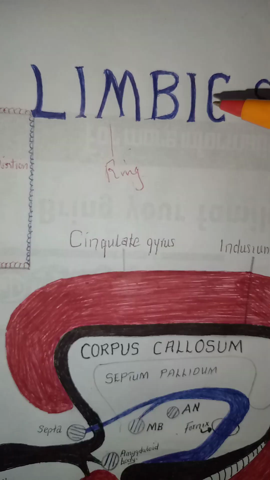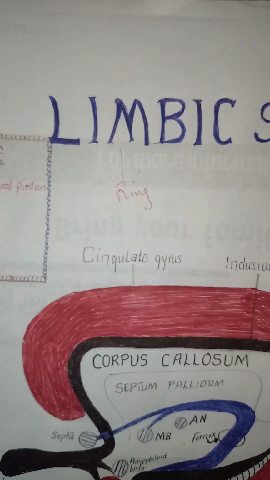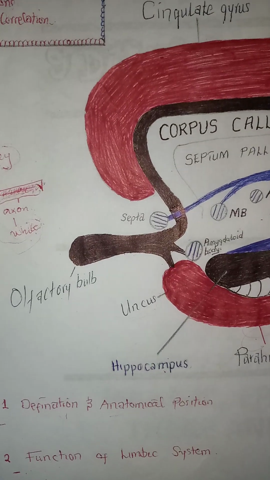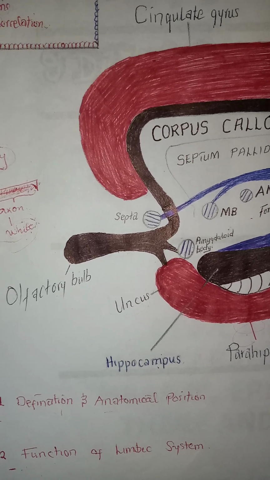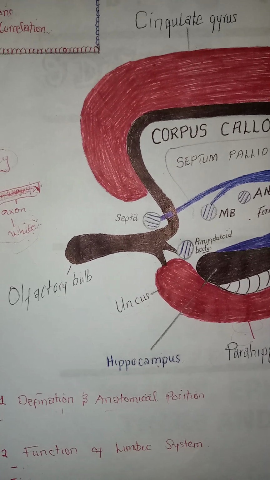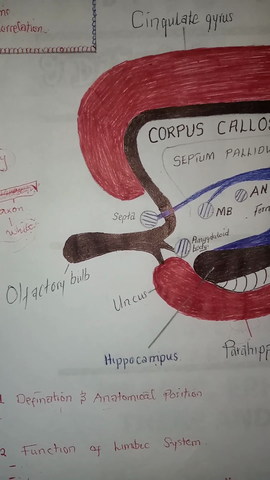So the word limbus means a ring. By definition, the limbic system is a ring-like structure of cortical and subcortical components situated superolaterally to the diencephalon and inferomedially to the two cerebral hemispheres.